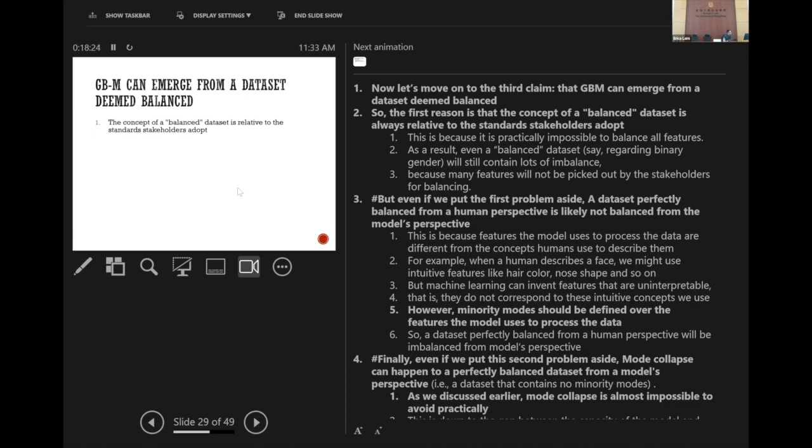So let me move on to the third claim: GBMs can emerge from a data set that's deemed balanced. One reason behind this is that the concept of a balanced data set is always relative to the standard a stakeholder adopts. This is because it's practically impossible to balance all dimensions in the data set. There are just way too many dimensions. So what typically happens is we try to balance some dimension that we consider important, for example, a dimension regarding binary gender. But such a balanced data set will still contain a lot of imbalance along features that weren't picked out by the stakeholder for balancing.